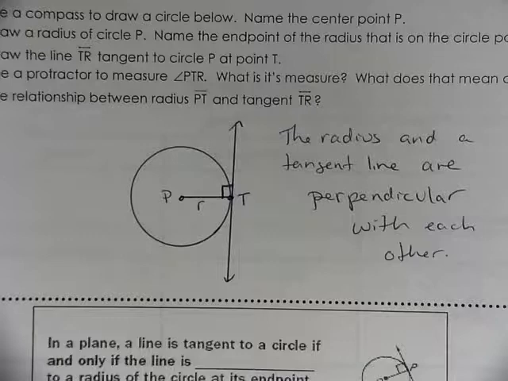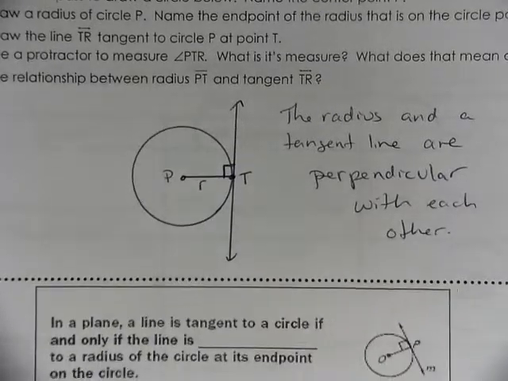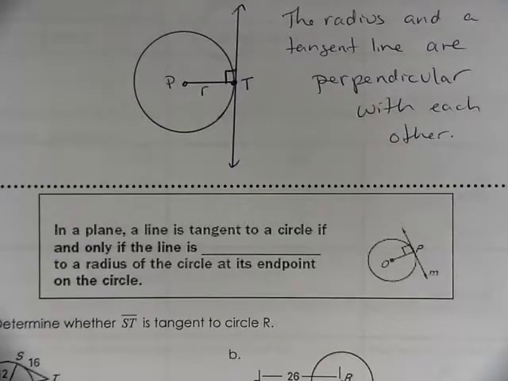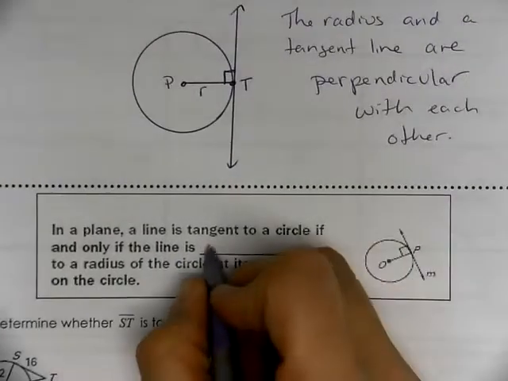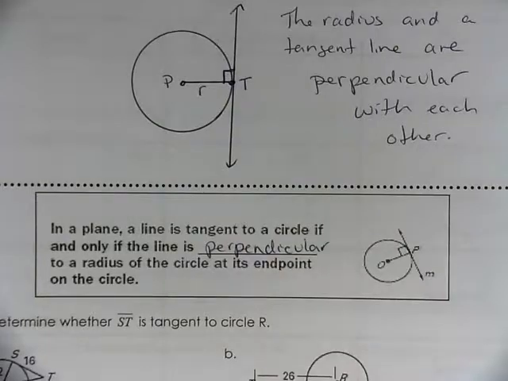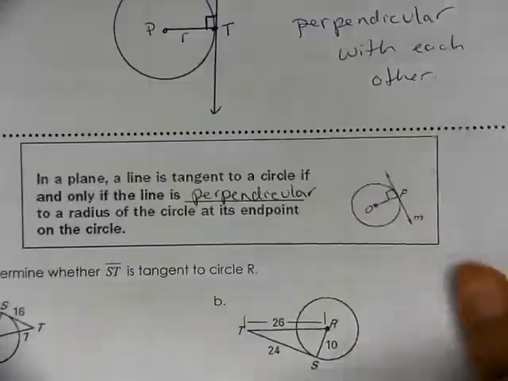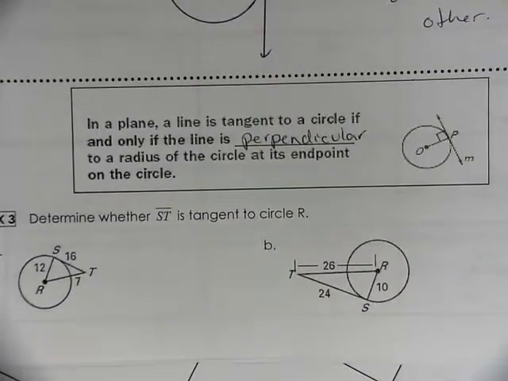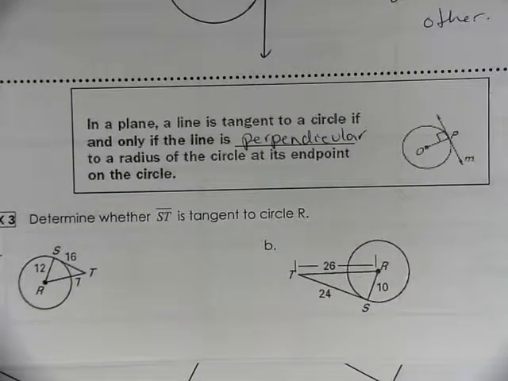What we're going to do is use this and use what we learned in chapter 7 to find different radii. So that's kind of what's down here. In a plane, a line is tangent to a circle if and only if the line is perpendicular to the radius at its endpoint on the circle. So if you can create a right angle, then you know that line's a tangent line. Otherwise, it's a secant. It's just really close together.